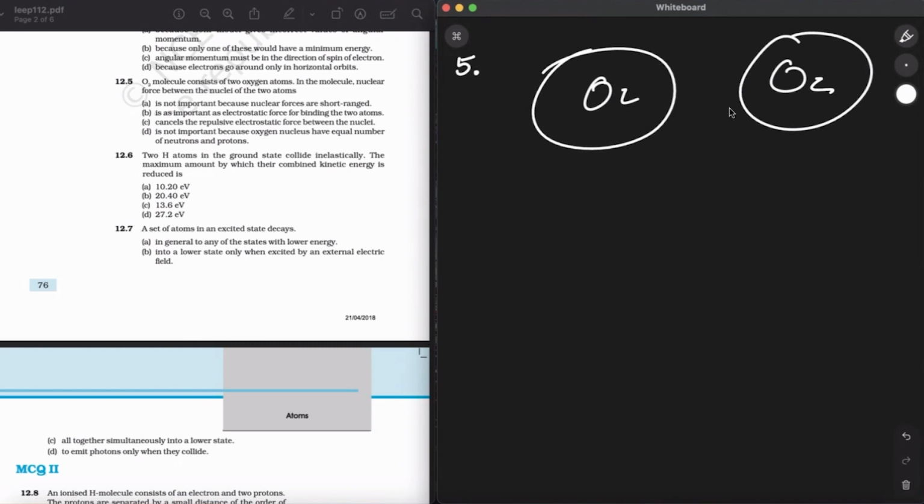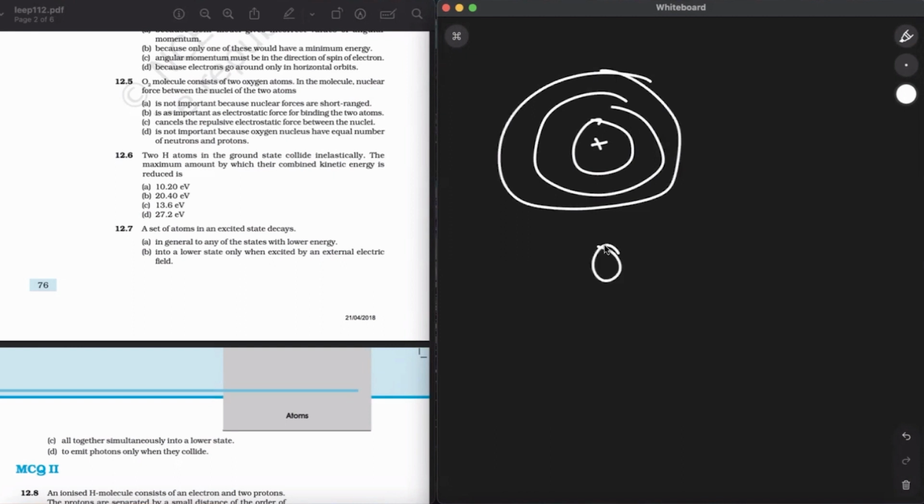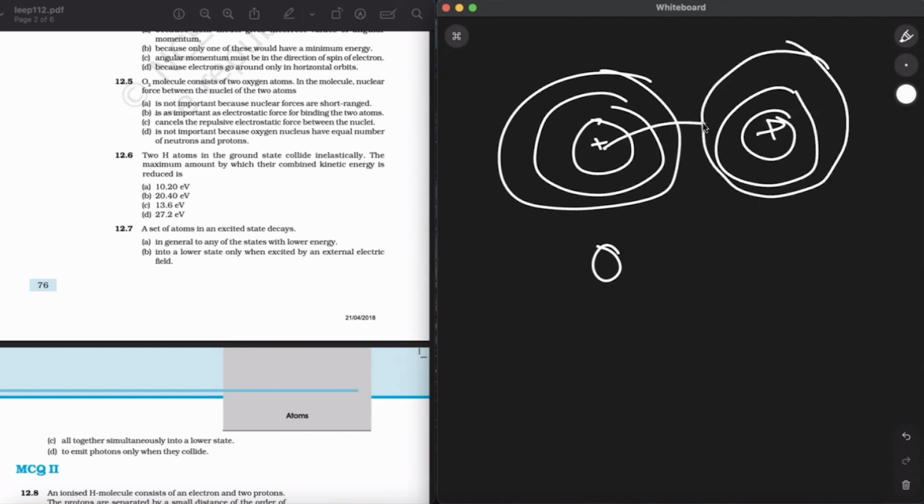Let me check. An O2 molecule consists of two oxygen atoms. In this molecule, the nuclear force between the nuclei of the two atoms. No, they're not talking about this. They're talking about the nuclei like this. Suppose this is oxygen atom number one, and this is oxygen atom number two. So now we're talking about the interaction between these two. Alright, so let's check what they're asking.